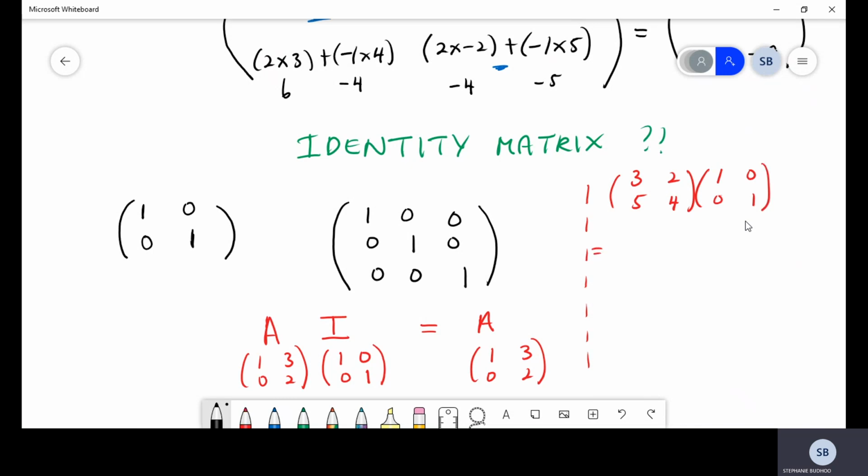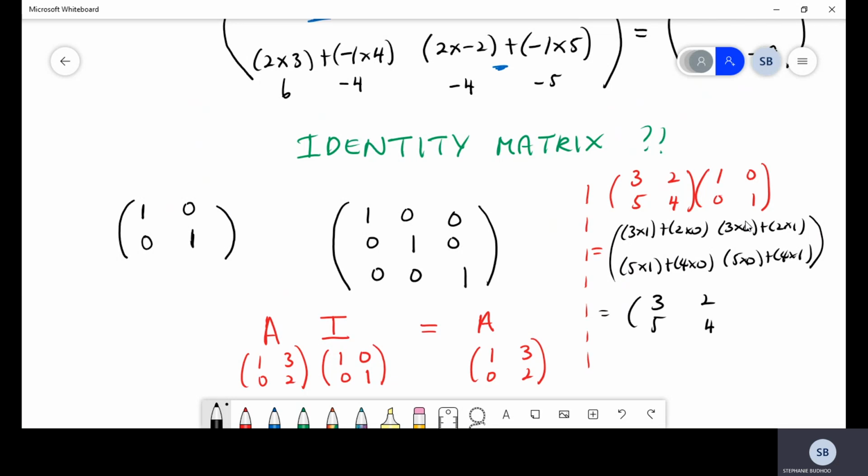If you were to perform your very huge calculation, you'd get 3 by 1 plus 2 by 0. Over here, you'd get 3 by 0 plus 2 by 1. Down here, you get 5 by 1 plus 4 by 0. And over here, you'd get 5 by 0 plus 4 by 1. In working those out, you will end up seeing that you still get 3, 2, 5, 4. You guys can work that out on your own. You'll get the same values, right?